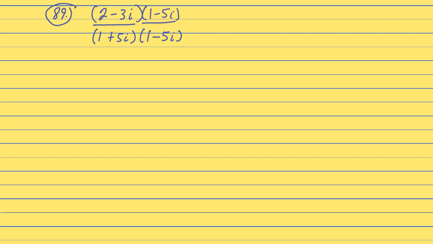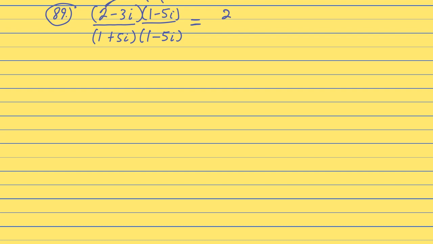Number 89 is another problem in which you have to multiply by the conjugate. The conjugate of 1 plus 5i is 1 minus 5i. And of course, you multiply by 1 minus 5i. And you're going to have to do the FOIL method for the numerator. So let me do that. 2 times 1 is 2.